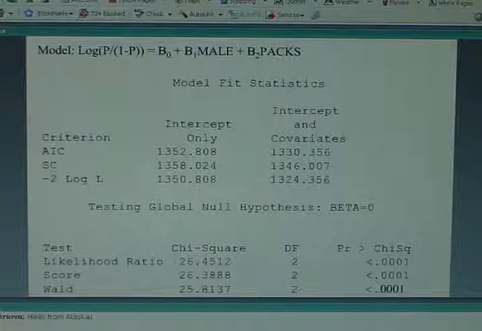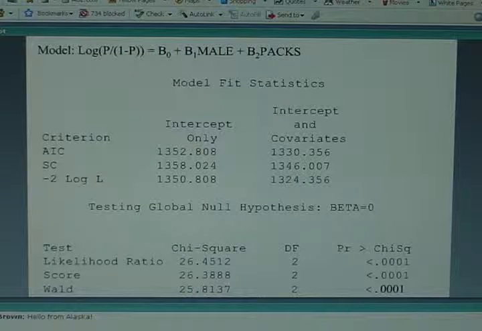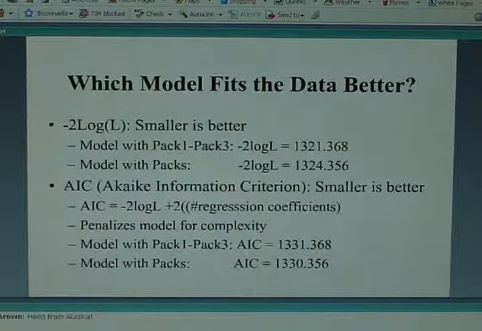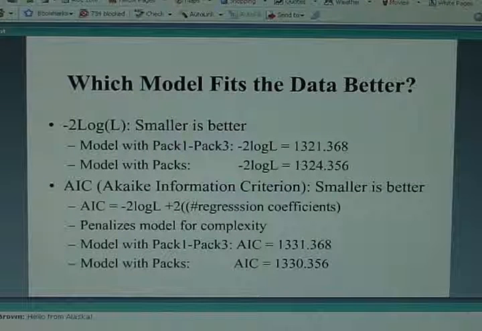So all things being equal, we want the minus 2 log L for the model with the intercept and the covariates to be small. We want it to be close to 0. So all things being considered, smaller is better for the value of minus 2 log L. Well, the value for the minus 2 log L for the model with male and PAX1, PAX2, and PAX3 was 1321. The model with male and PAX was 1324. So the smaller value was for the model with male, PAX1, PAX2, and PAX3. That gave us the value of 1321. So all things being considered, the first model was fitting the data set better than the second.